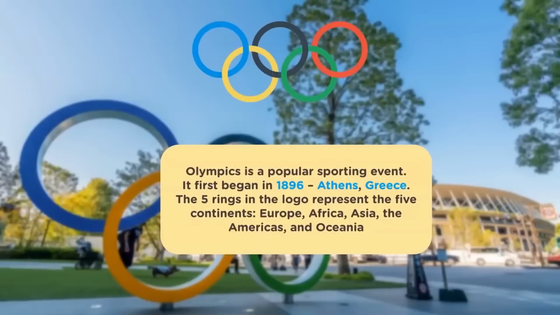From 1924 to 1992, the Winter and the Summer Olympics took place in the same year, but now they alternate every 2 years.